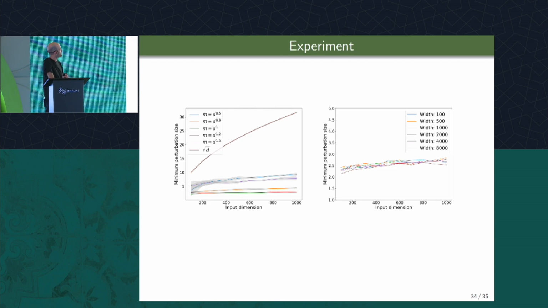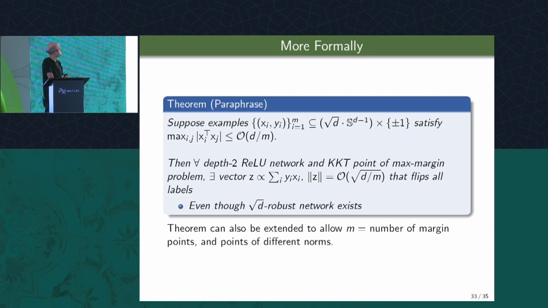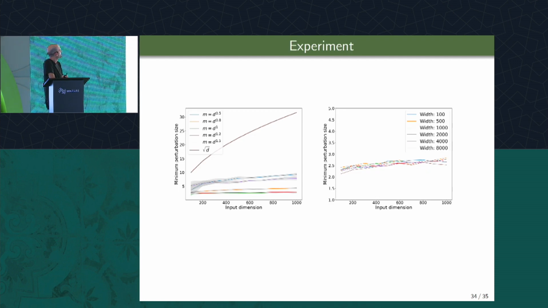Also, a limitation of this theorem is that the ratio between D and M has to be reasonably bounded. But experimentally, when you train these neural networks in this kind of setting, the perturbation predicted by the theorem also fools these networks, even when the number of training examples is significantly larger than the dimension. And again, you can also see that it does not depend on the width of the network.